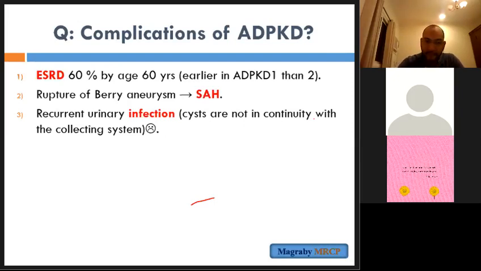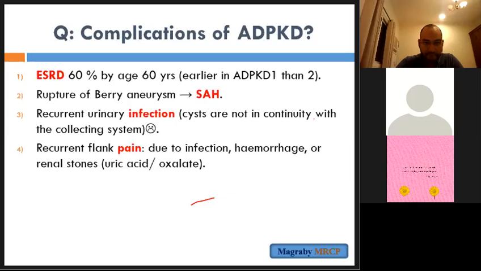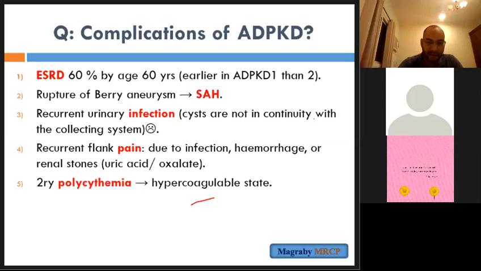Okay. So you can have end-stage renal disease; 60% reach this by the age of 60 years. Rupture of a cerebral aneurysm leading to subarachnoid hemorrhage. Recurrent infection, as you mentioned, because the cysts are not connected with each other, as I mentioned before, so they may develop renal stones, renal infection, renal pain like this, hypertension, secondary polycythemia, and heart affection with valvular lesions, especially mitral valve collapse, mitral regurgitation, and aortic regurgitation. Okay. These are the complications of polycystic kidney disease.